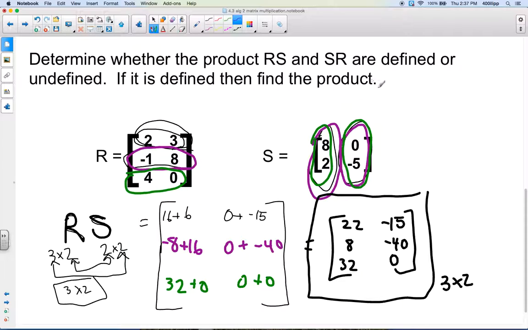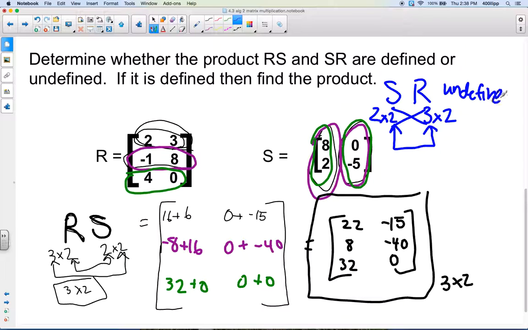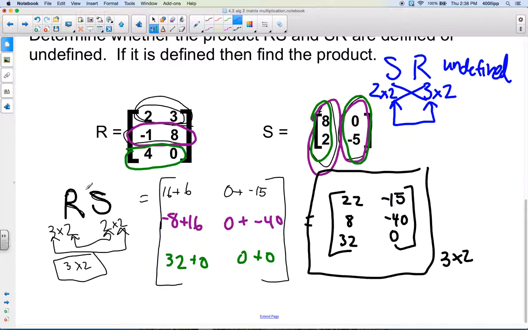Okay, so next we can look at S times R. So S, we just saw, that's a 2 by 2, right? And R is a 3 by 2. But we know that these have to be the same and they are not, which means SR is undefined. Alright, undefined. So we cannot multiply S times R, but we can multiply R times S. Let's see what else we got.